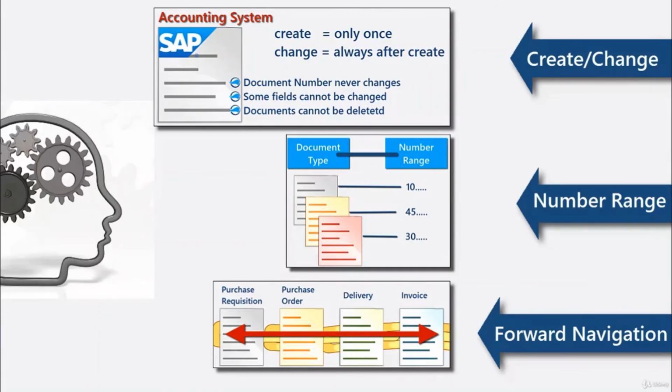And third, forward navigation allows you to easily navigate within a chain of documents to particular documents or to some master data. And all happens in the same session. Forward by double-clicking on the document number, back by clicking on the back button of the standard toolbar.